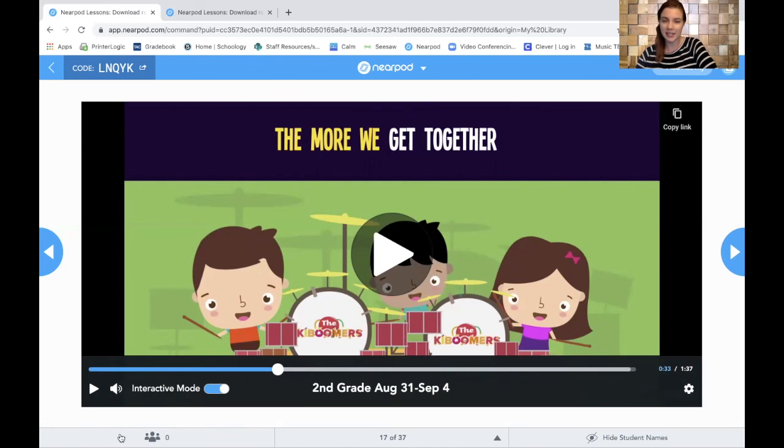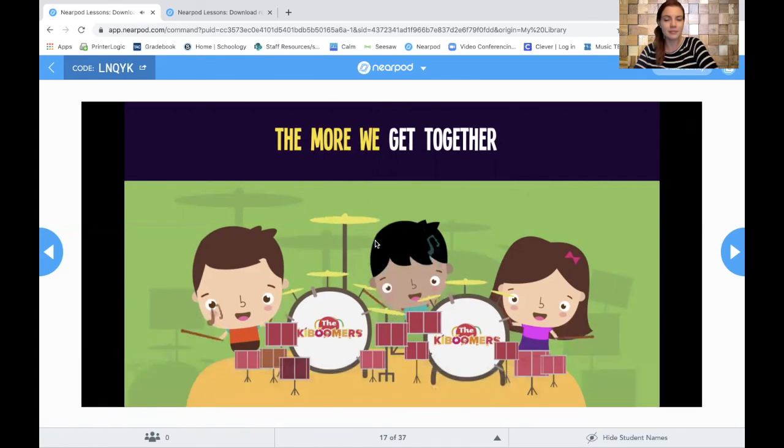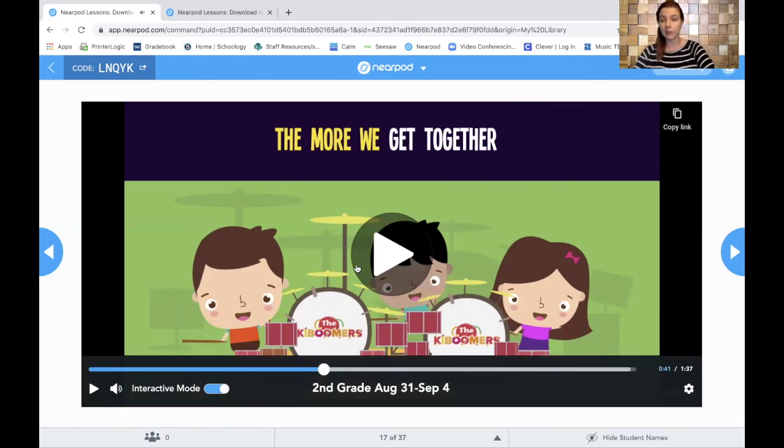Okay, let's see what our second verse says. Oh, the more we learn together, together. So it sounds like learn together. So it would sound like this. Oh, the more we learn together, together, together. Oh, the more we learn together, the happier we'll be. Give that one a try, but use the word learn instead of get together.